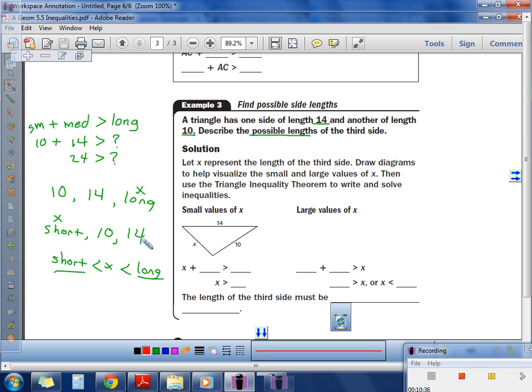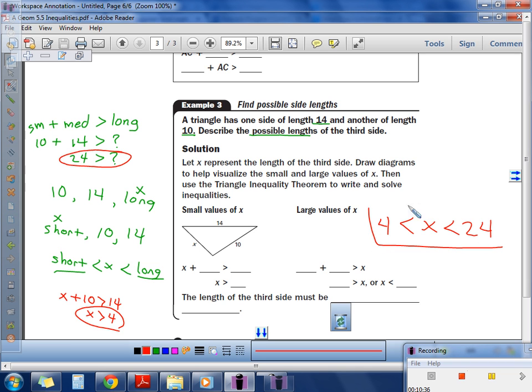Let's do my other values now. Let's do these right here. So X, or my unknown, plus 10 should be greater than 14. I got to solve for X though. So subtract 10, and what do I get? 4. So here's what I do. Here is what creates my range of values. What is my range of values? Between 4 and 24. So the range of values between 4 and 24. This is how you would state your final answer.